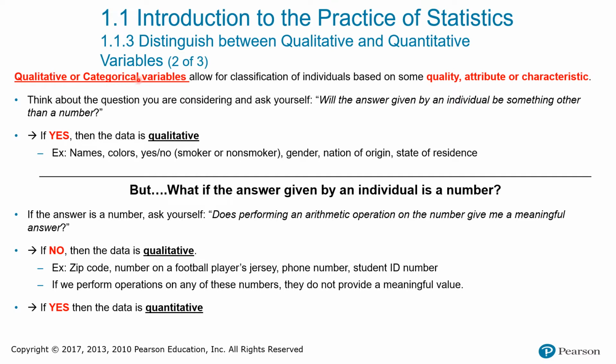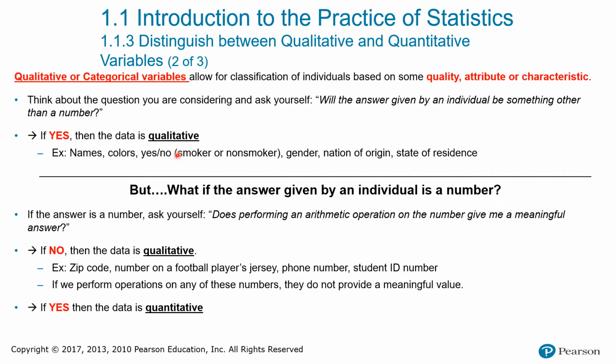So qualitative or categorical variables allow for that classification, right, that we talked about. So when we're thinking about the question we're considering, ask ourselves, will the answer given by an individual be something other than a number? So for example, if we were doing a survey and asking people, what is your name? Will the answer that the person gives be something other than a number? And in that instance, yes, it would be. They would give you their name, right? Which means it's a qualitative variable. If it's something other than a number, then it's qualitative. Some examples are names, colors, yes, no answers.